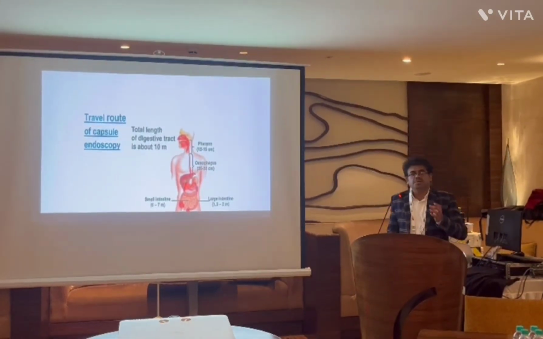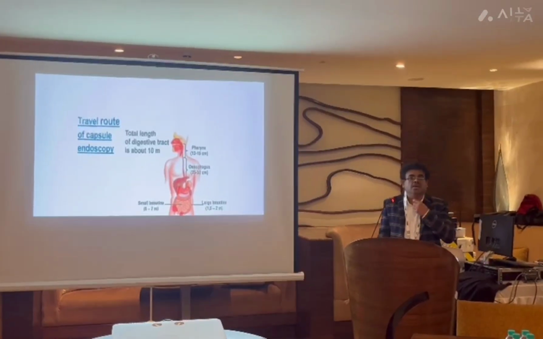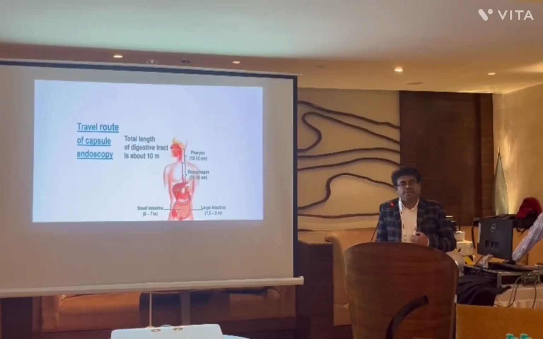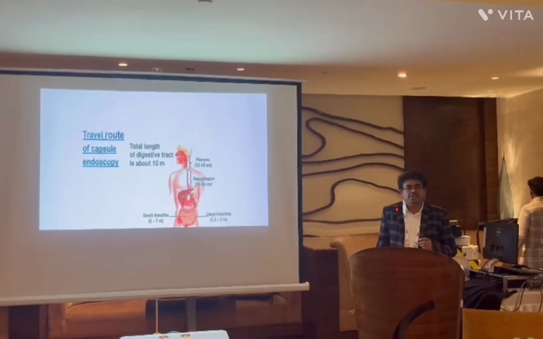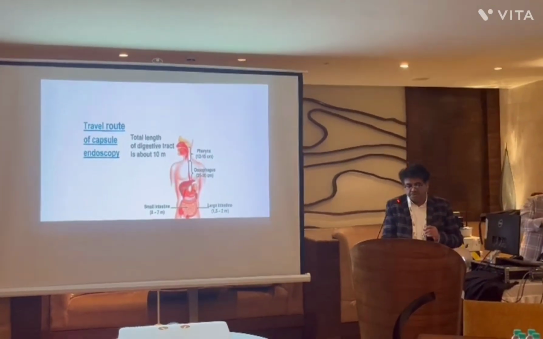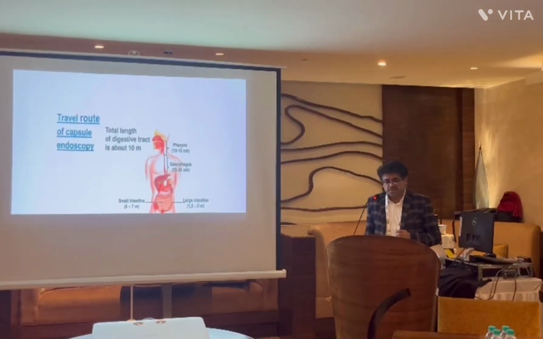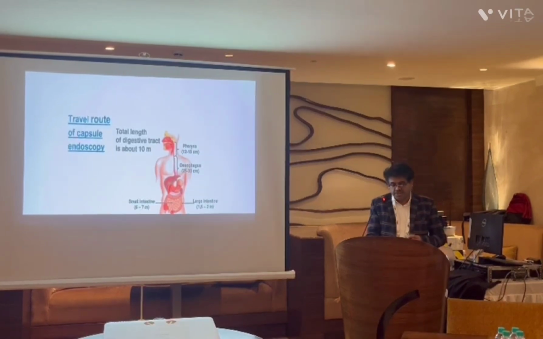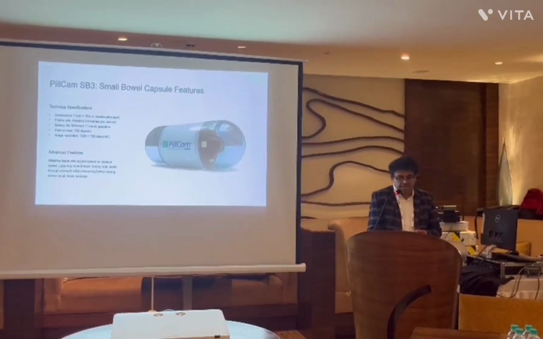So what is the main thing? Once you swallow the capsule, it enters the pharynx, then the esophageal transit, then the gastric transit, the small bowel transit, and then the colonic transit. You should remember that. The entire length is around 10 meters: the esophagus around 25 to 30 centimeters, the small intestine around 6 to 7 meters, and the large intestine around 1.5 to 2 meters.